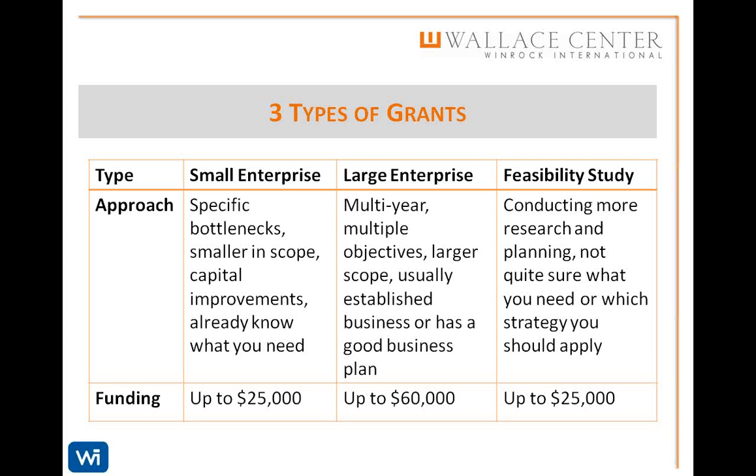So the 3 kinds of grants we have are small enterprise grants up to $25,000, and these are really smaller in scope, could be capital improvements. These are for projects and enterprises that you already know what you need. There's no more research that needs to be done, no more surveying, at least not in a large sense.